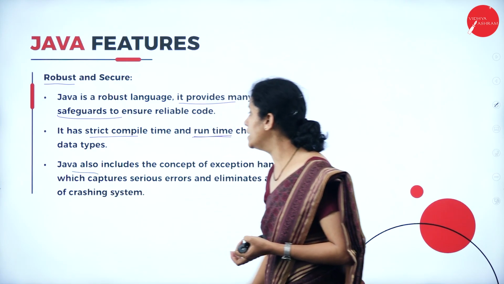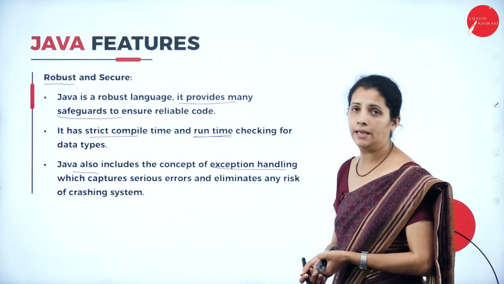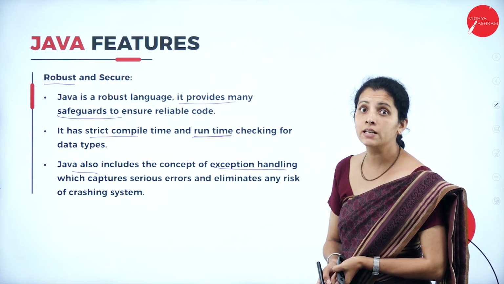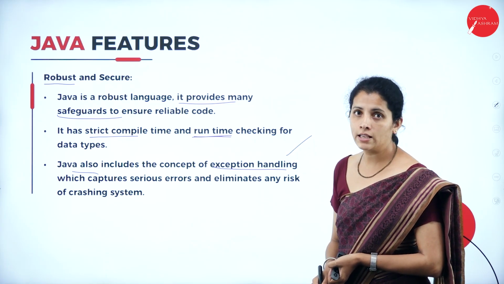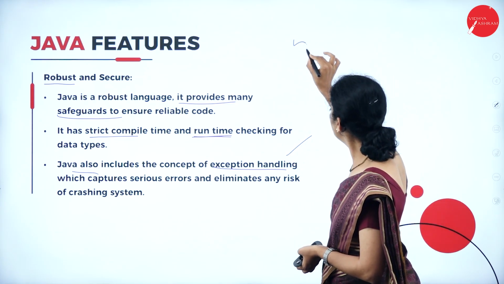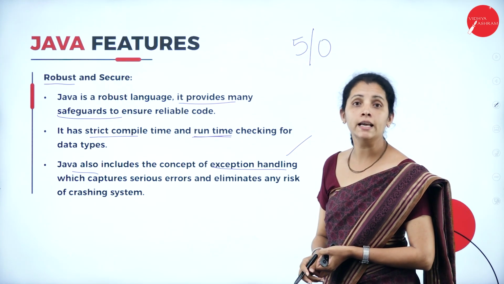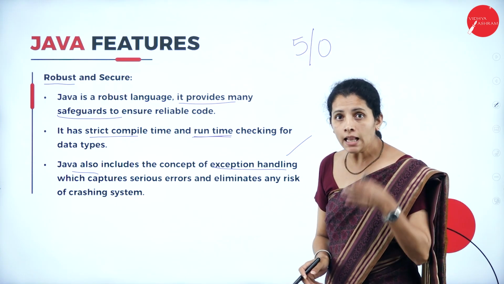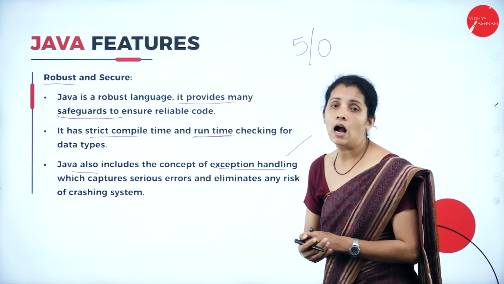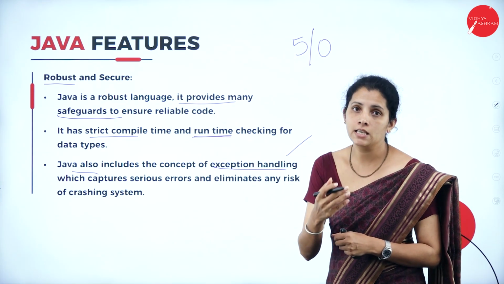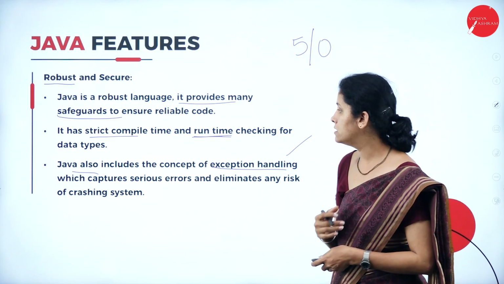Java also includes the concept of exception handling. So what is this exception handling? That is error handling. For example, if I divide this number by 0, I'm going to get a logical error. Now, to manage this error in Java, I have some exception classes as well as exception methods.